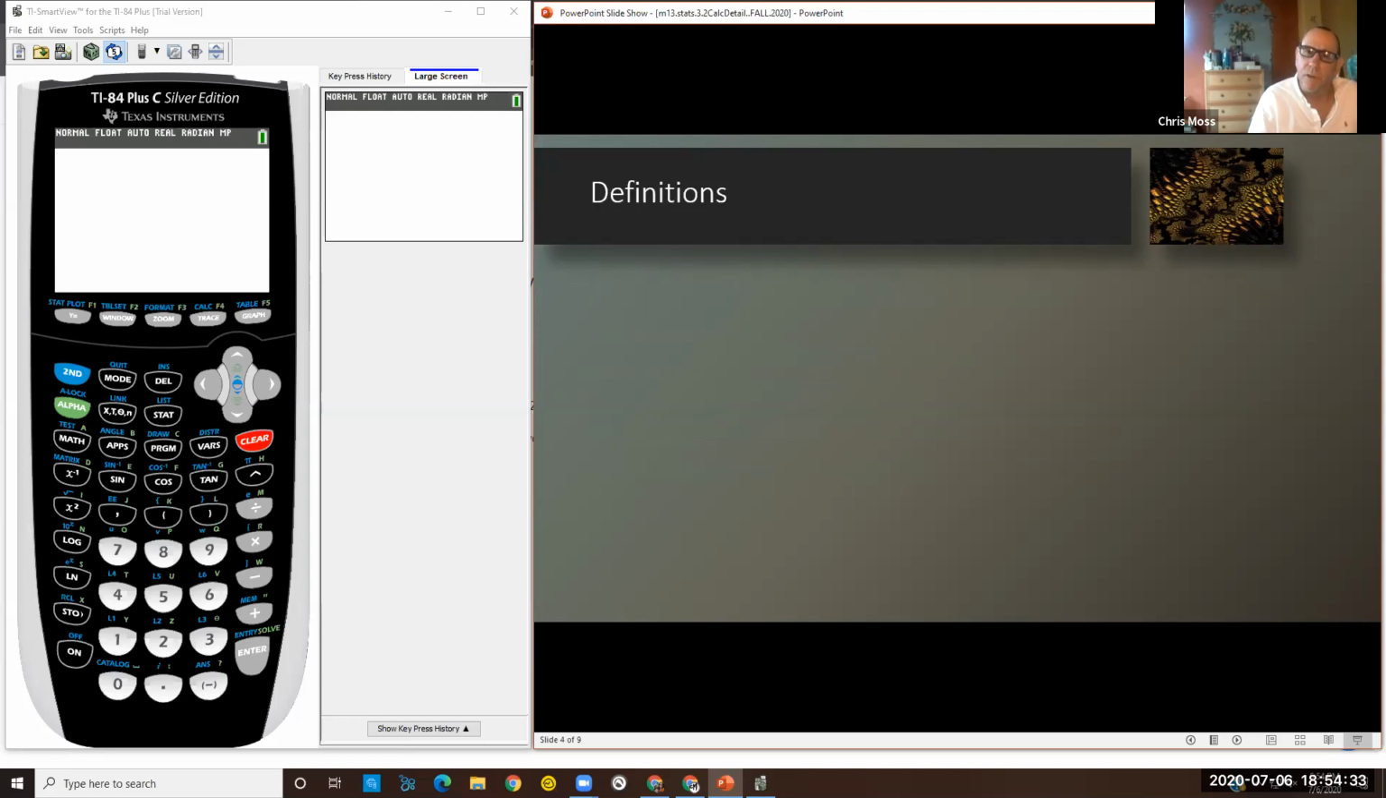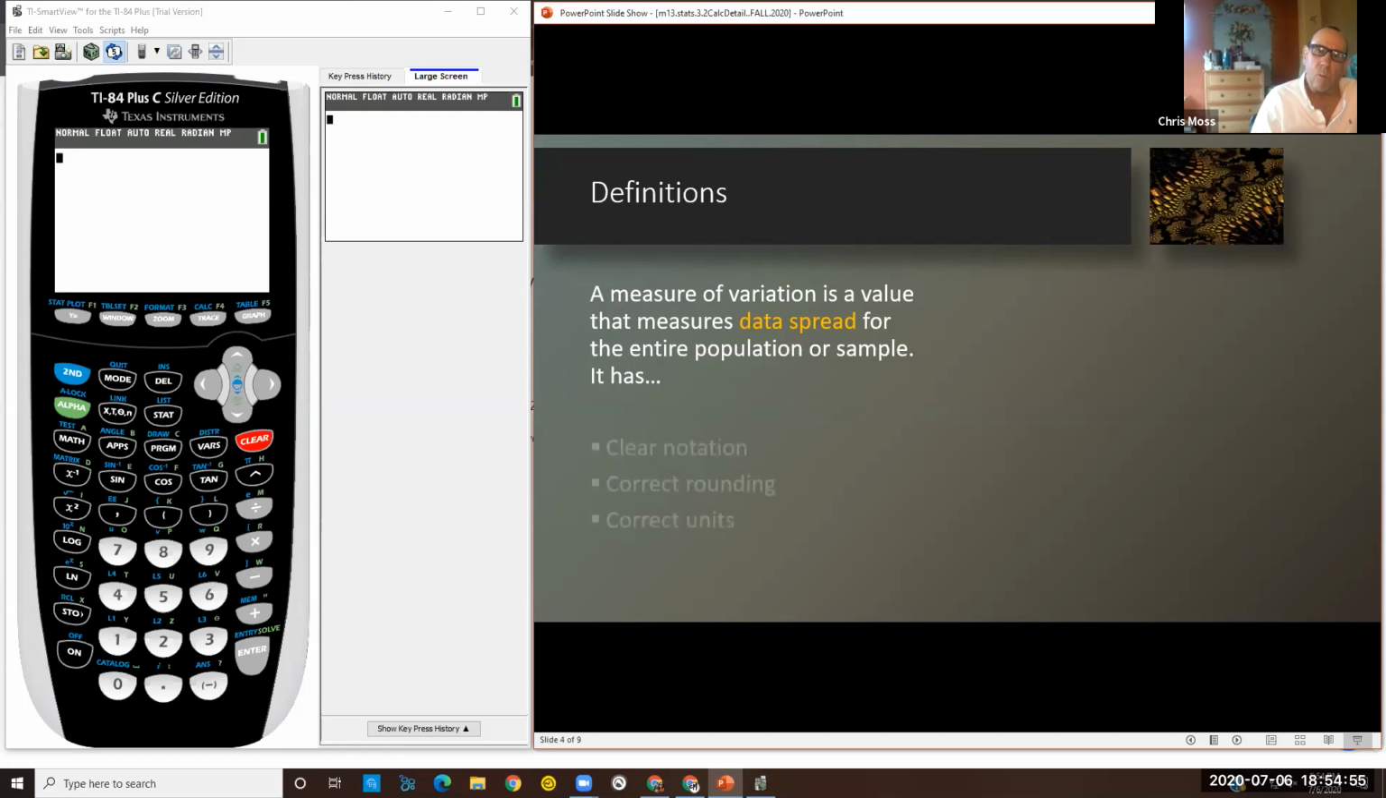A little bit of definitional review. A measure of variation is a value that measures in some sense how spread out your numbers might be. Are they far apart from each other? Are they close to each other in terms of value? If you've taken a look at the 3.2 material, you've already encountered this notion there. As always, we'll want to present these appropriately. We will like clear notation with the appropriate symbols. We want to round correctly, and we want to display the units correctly also. And that actually will be a bit of a detail here that we'll need to address.